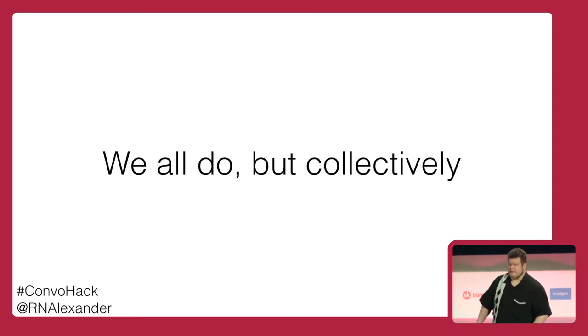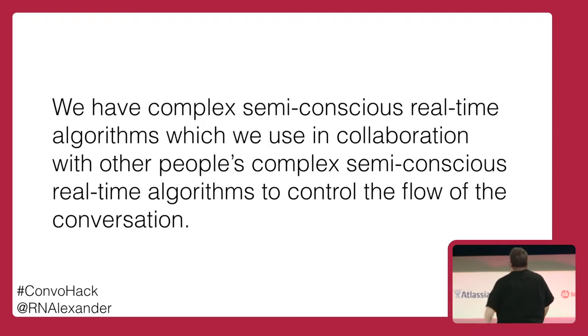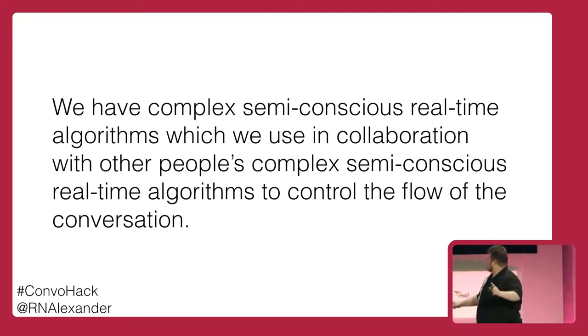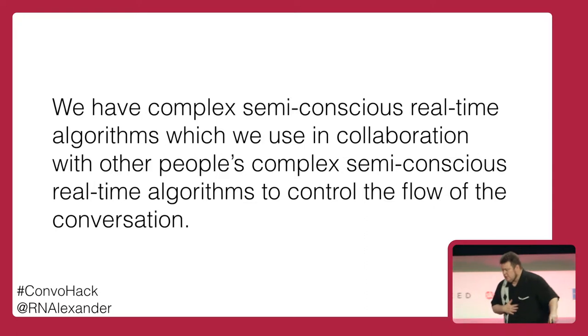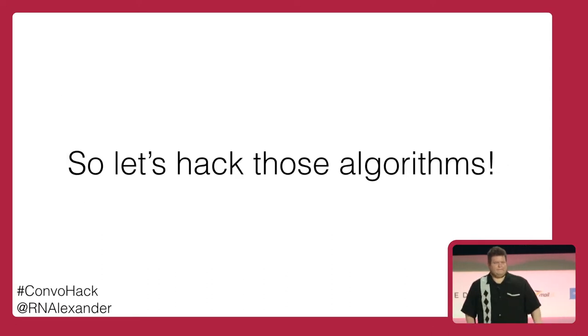So this is the short answer, but the long answer is where we get into the real interesting stuff. We have complex, semi-conscious, real-time algorithms, which we use in collaboration with other people's complex, semi-conscious, real-time algorithms to control the flow of conversation. Managed to get all that out, that's great. If it sounds like a big mess, it really is. Because everybody's algorithm is different. So, this is where we can start hacking.